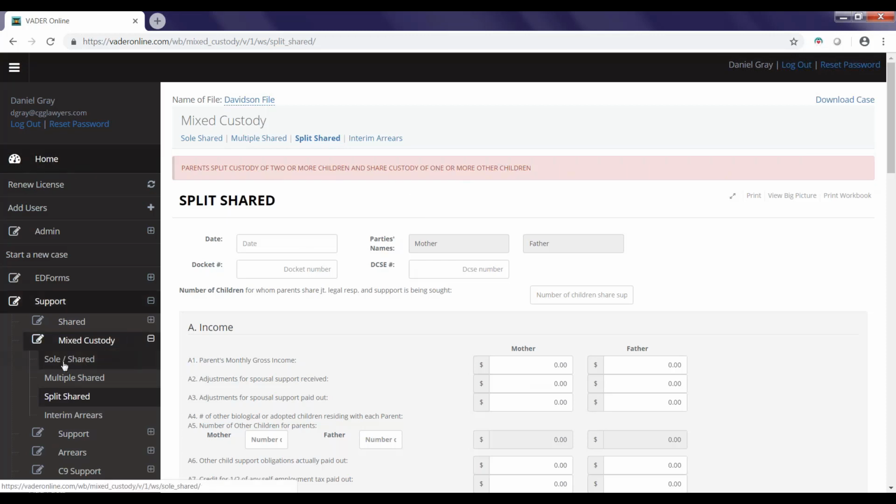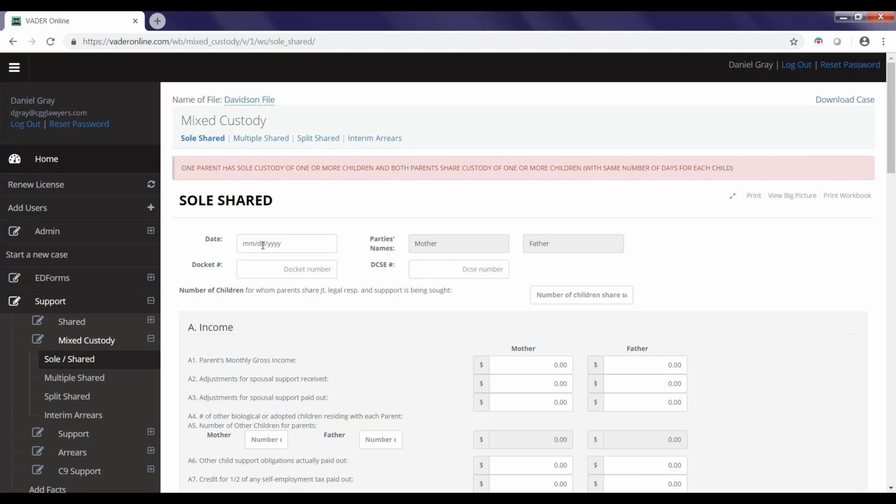So let's go through each of these. Let's start with the sole shared guideline. We clicked on that on our dashboard, and that brings us to the sole shared mixed custody guideline. And up here, again, it's telling you when to use it. One parent has sole custody of 1 or more children, and both parents share custody of 1 or more children with the same number of days for each child.